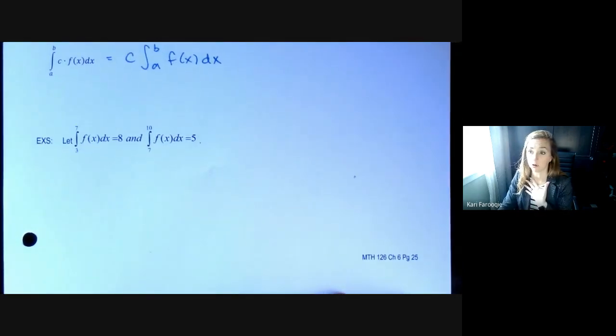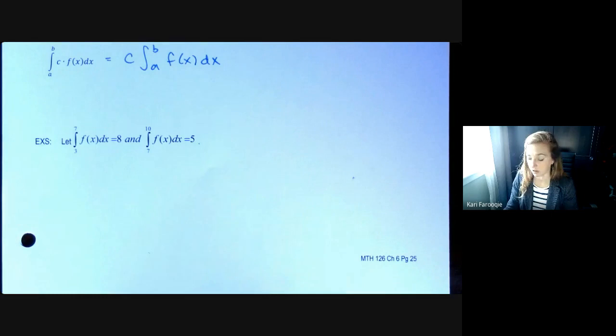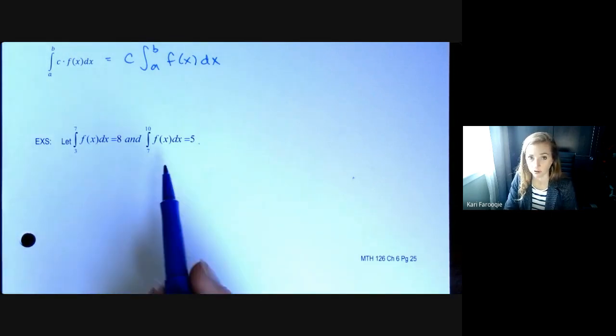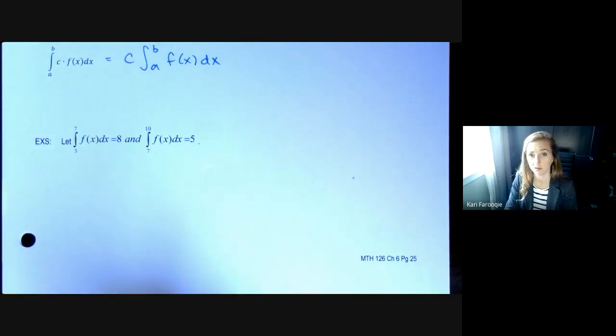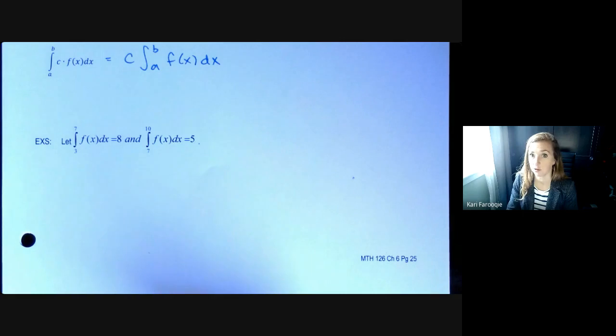I'm giving you two integrals. Now, the nice thing about this is I'm not telling you the definitions of the function. Expect to see something like this on your test. I'm just giving you some information about the integral, and then you have to use properties to actually answer the question. Since I haven't given you a function, you can't actually use the FTC to evaluate anything. You have to use properties. I love these.